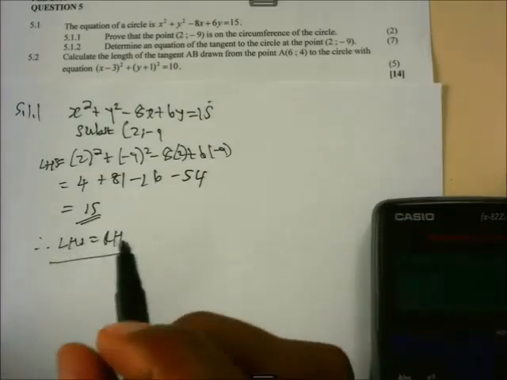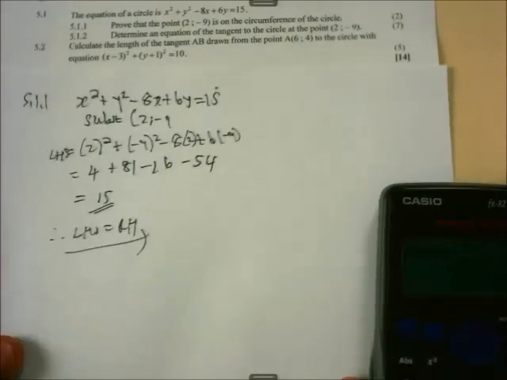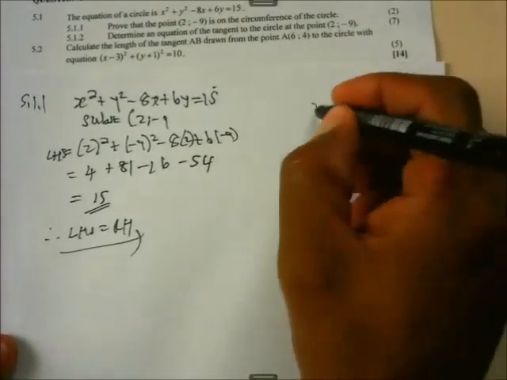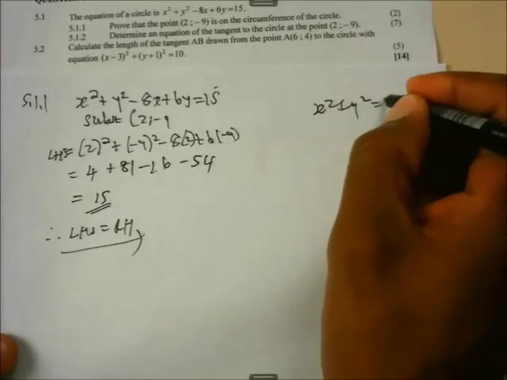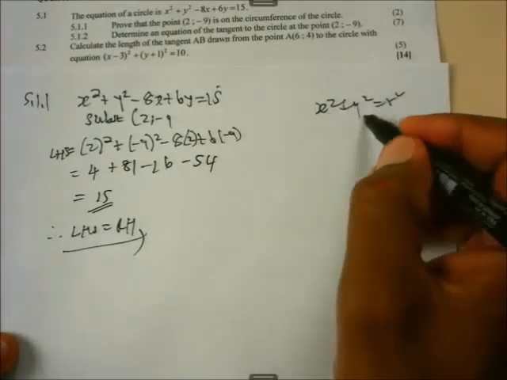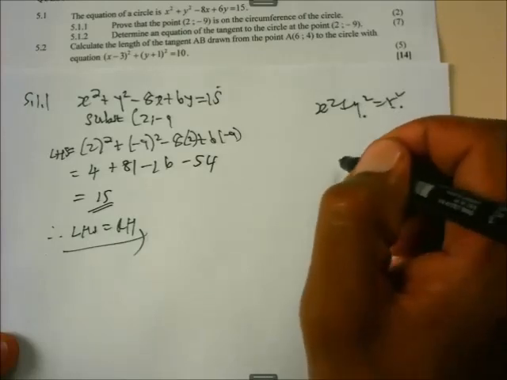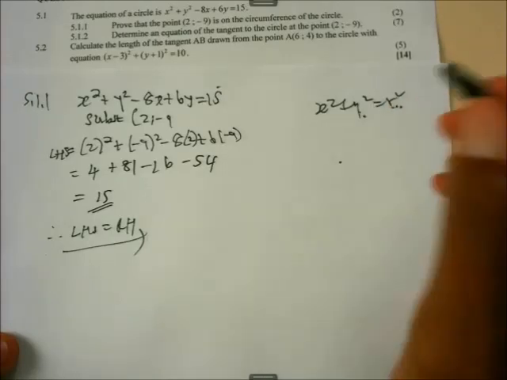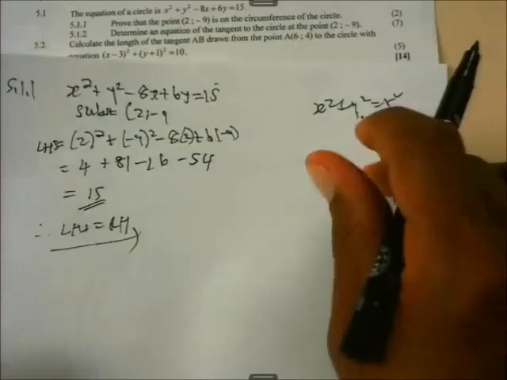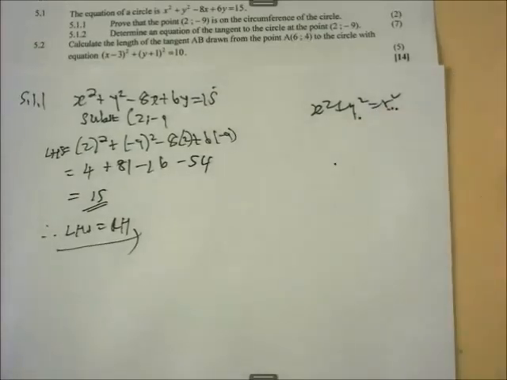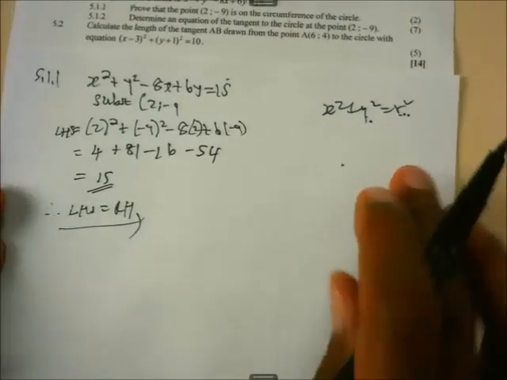Also, you remember, it will be easier for you if you do this in the equation where you have x squared plus y squared is equal to r squared. Because if this is less than r squared, it means the point is inside. But if it's greater than r squared, it means the point is outside the circle. Good. Now we have shown that the point (2, -9) lies on the circumference of the circle. Right, 5.2.